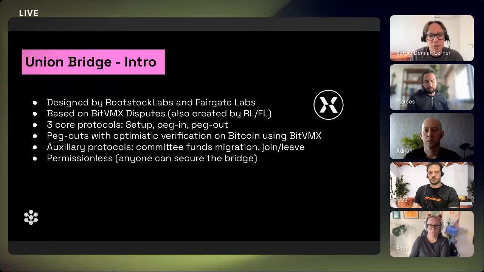And then there are some auxiliary protocols like committee fund migration. Participants can now join and leave the committee. That's what makes this bridge really permissionless, right? If you want to participate in the security of the bridge, you are one of the creators of a major protocol on Rootstock Labs, or you are a user and you have moved a lot of funds into Rootstock, you want to make sure that you are the one controlling and watching for the security of the bridge. You can do that and become a bridge liquidity provider or watchtower. These are the 2 roles that you can participate in. Next, please.